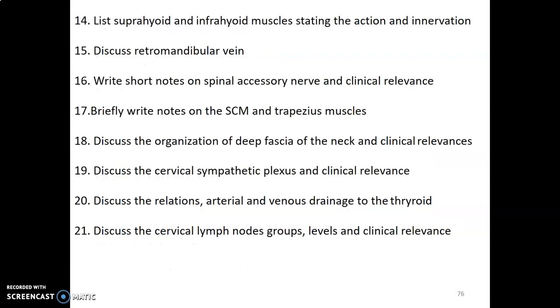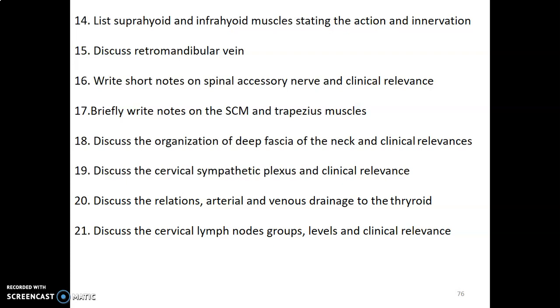List the suprahyoid and infrahyoid muscles stating action and innervation. There's a whole table of all those muscles. Discuss how the retromandibular vein is formed. You can be asked to write an essay on retromandibular vein. So remember, superficial temporal and maxillary veins together, they will join. Then you have your retromandibular vein, and then common facial will join it at what point, and what forms common facial, and where does retromandibular vein eventually drain. So you need to be able to discuss that.